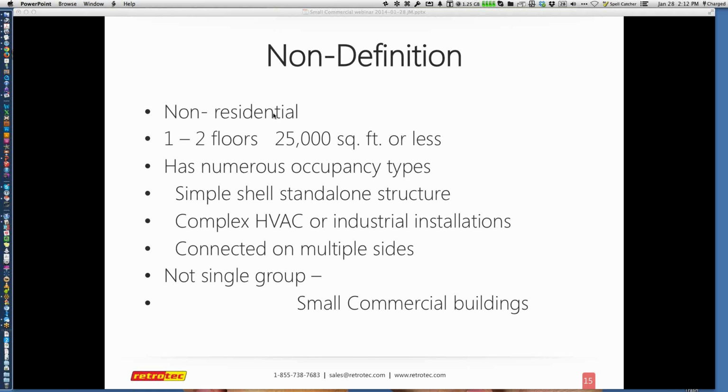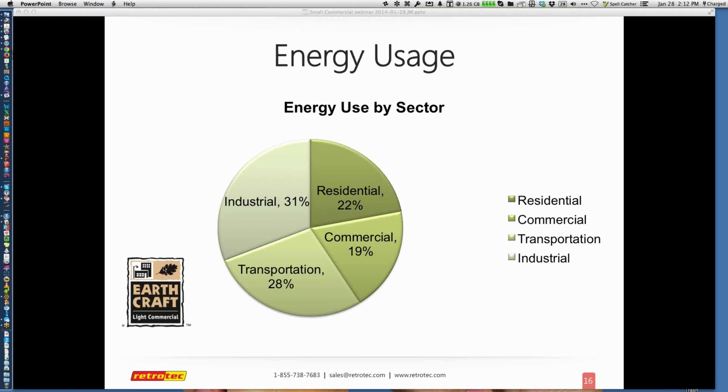Here's a general reminder about energy use by sector. I borrowed this slide from the South-based EarthCraft program. These are common numbers. You can see commercial is around 19%. Only industrial and transportation exceed that, but in general our commercial and residential sectors usually run near each other. There's a lot of room for energy audits and energy improvements with these types of structures. Maybe that's why we have a large turnout today.